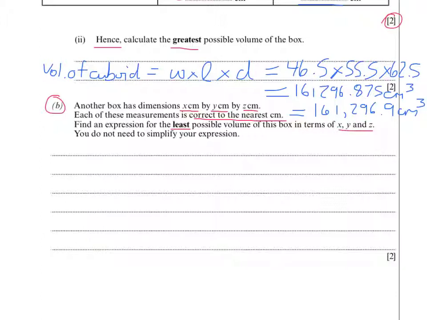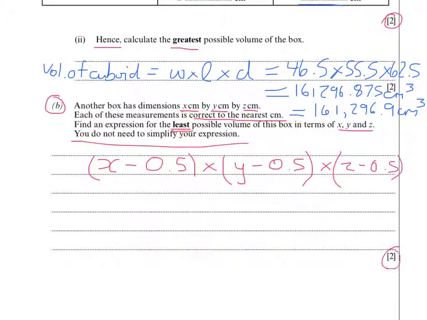So if we remember, the greatest was when we added 0.5 to each of our lengths. This time we're trying to find the least, so we're going to take away 0.5. So x, take away 0.5. It's going to be the smallest in my first dimension. Because I'm working out the volume again, I'm going to times them all by each other. So y minus 0.5 would be the least my y centimeters could be, and z minus 0.5, the least my z centimeters could be. And that's all they're asking. Because they've said we don't need to simplify, that's all they're asking for the 2 marks.